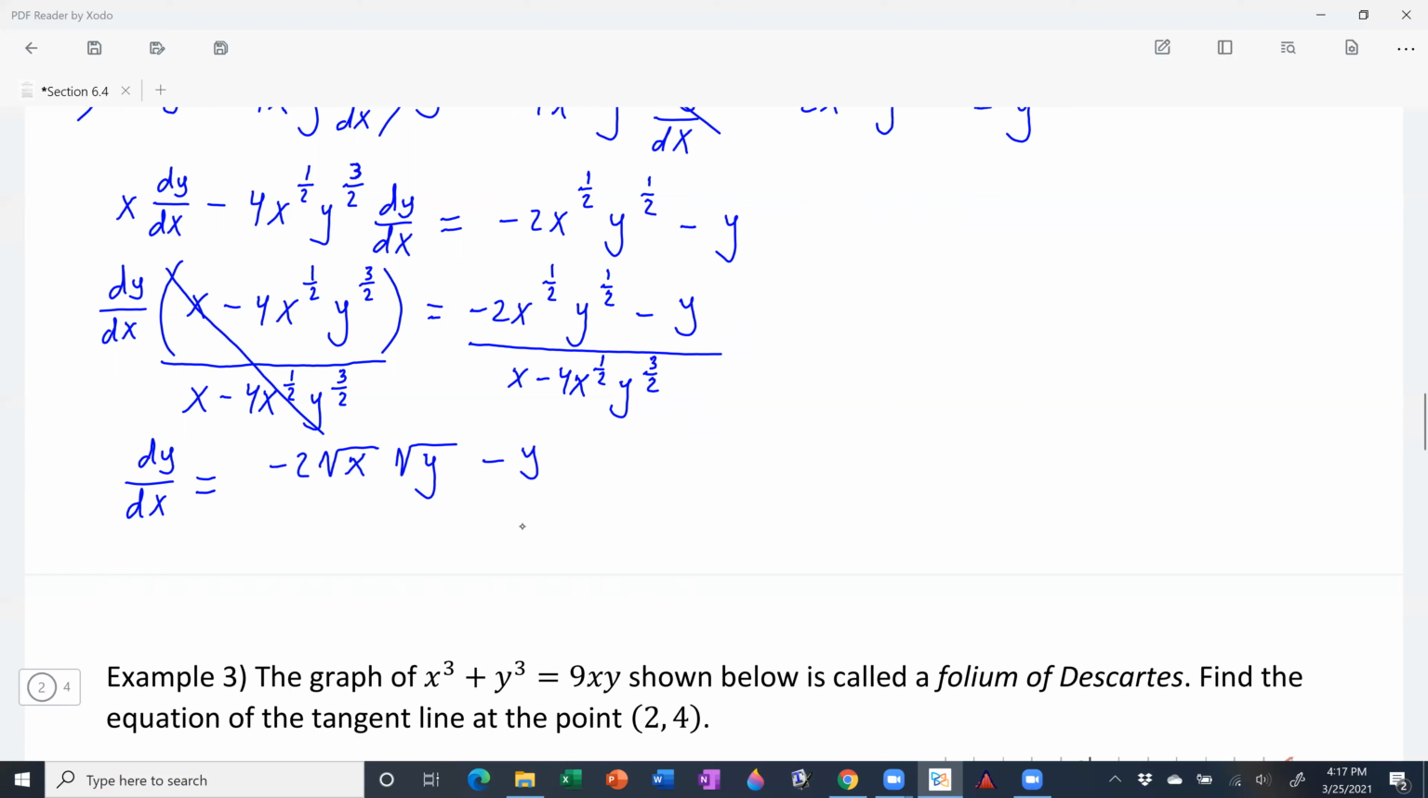And then there's that minus y. And then in the denominator, we have x minus 4 root x, and then that's y to the 3/2 power. So we could write that if we wanted to. Okay, I'm going to get a little bit fancy here just for fun. Y to the 3/2, if we want to write everything in terms of radicals, that's the same as y times y to the 1/2. Would you agree? That's just some scratch work, so that we can rewrite everything in terms of radicals.